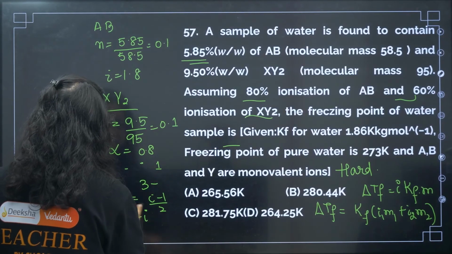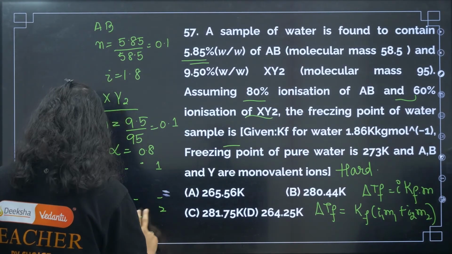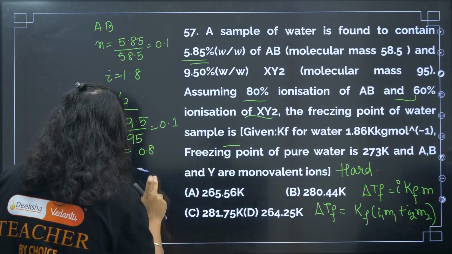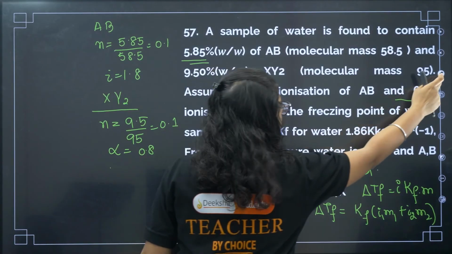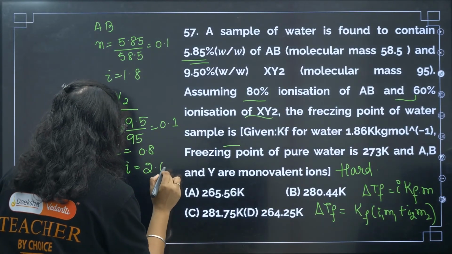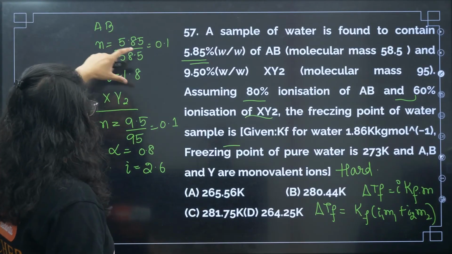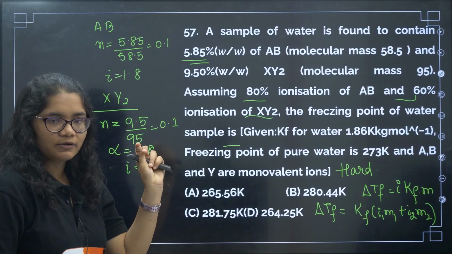So for XY2, okay, let me note down this value now. So for XY2, the I value I got is 2.6. M1, number of moles in 1000 solutions, so we will get M1 and M2 as 0.1, 0.1.